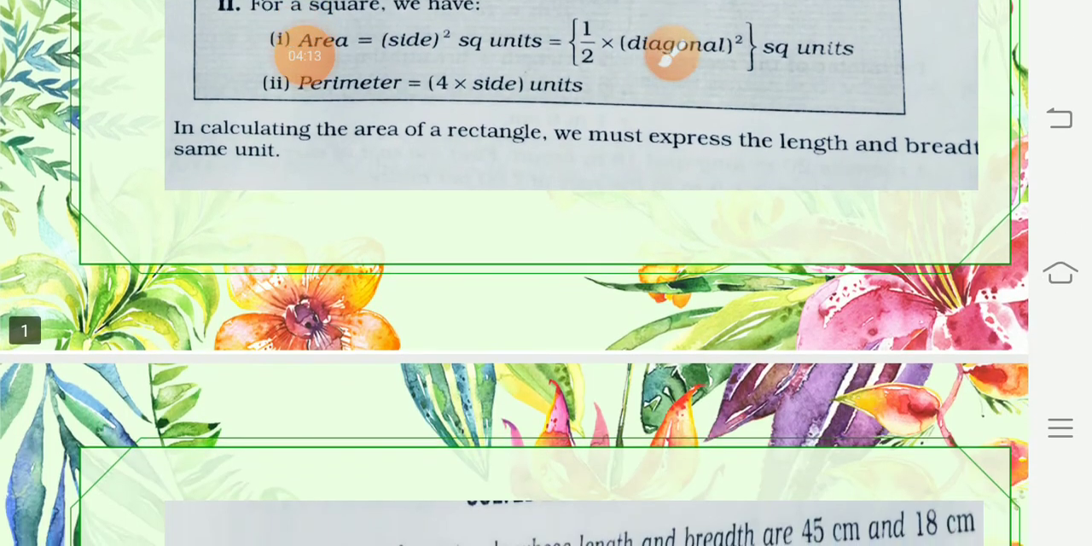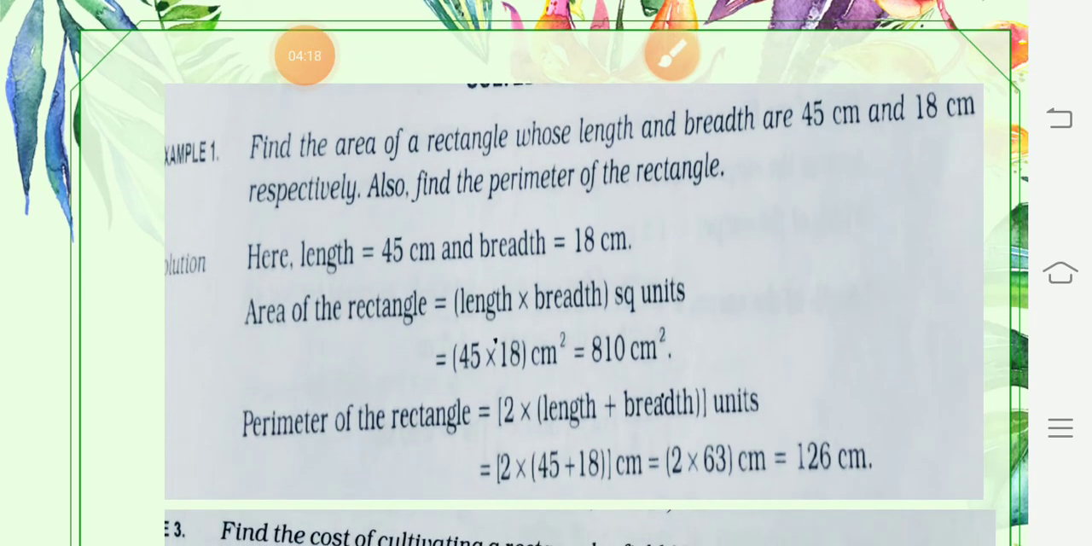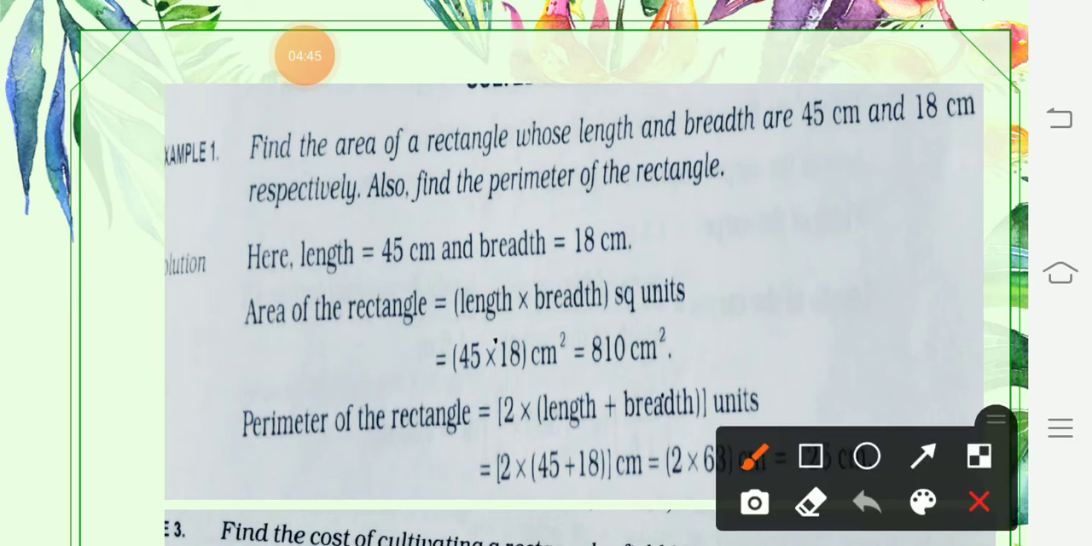So let's continue. Some examples I am showing here. Find the area of a rectangle whose length and breadth are 45 centimeter and 18 centimeter respectively. Stop here, students. First of all, we have to check that units are same or not. Yes, they are same. Now I am asking you, find the perimeter of the rectangle also. Now first area. Hence length is equal to 45 centimeter and breadth is equal to 18 centimeter. So the area formula, length into breadth square unit, 45 into 18, we get 810 centimeter square.